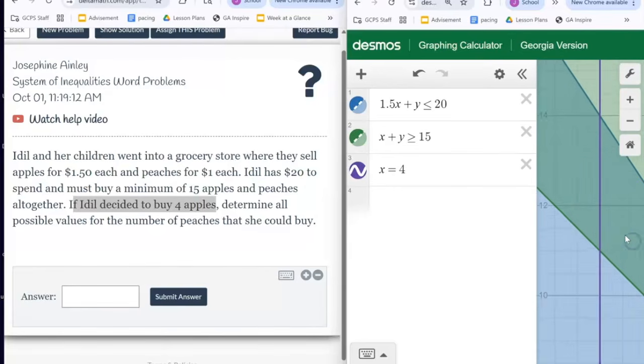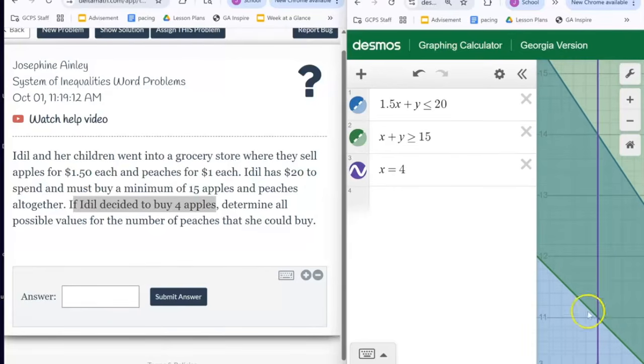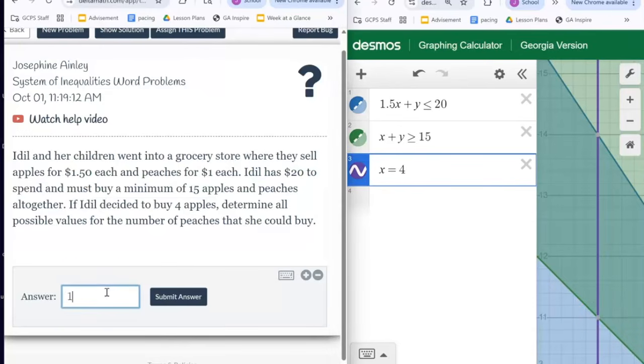So I'm going to really zoom in to where it's going up by 1. Because can I buy 4 apples and 11 peaches? Yes, because this is a solid line. So I can have 11. And I'm not sure how to put these answers in. So I'm just going to press plus and see if this is it.